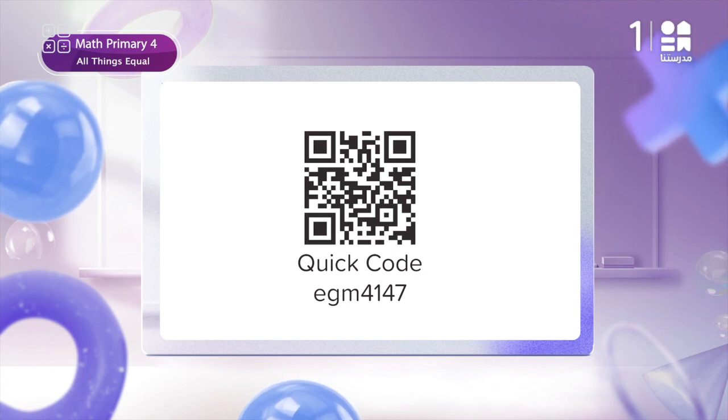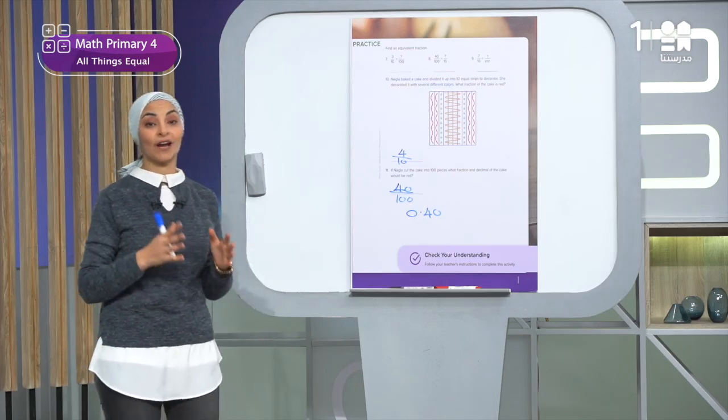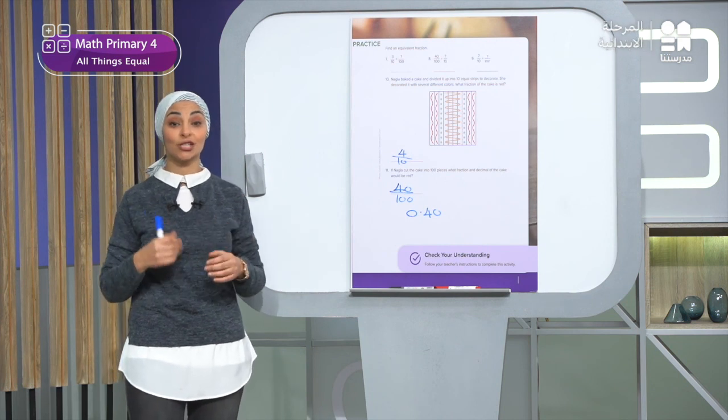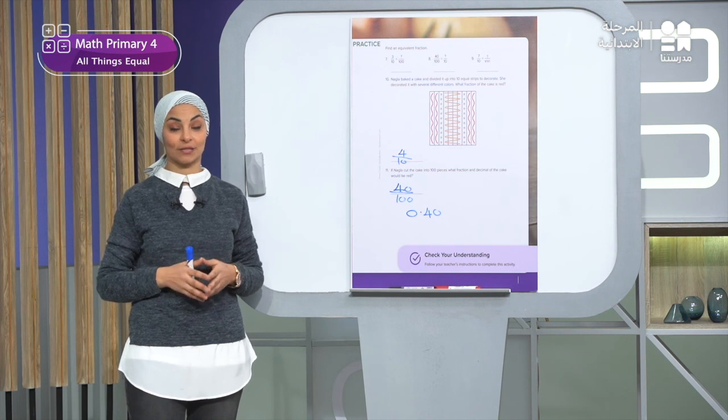And this is the end of our lesson today and the end of concept 2. In this concept, we have learned what fractions and decimals are, the relationship between them, and how to find the equivalent fractions and decimals.